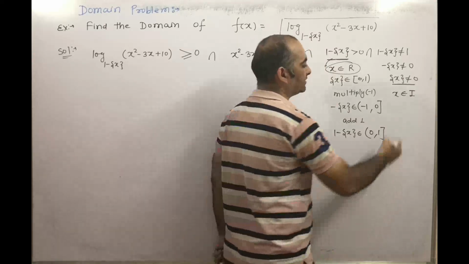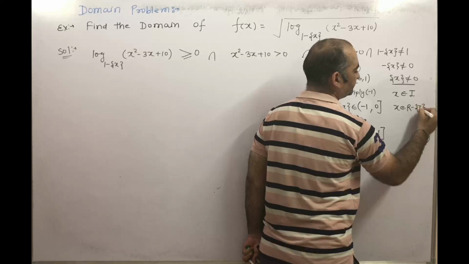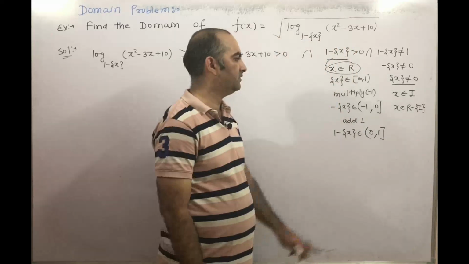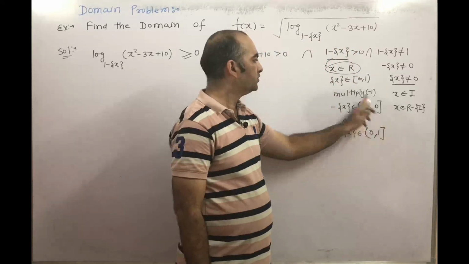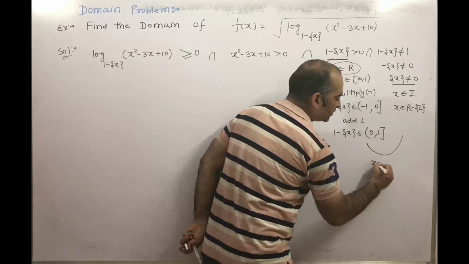So from here what will come? x belongs to R minus integers. R minus integers, this will come. Okay. So in these two, if you take the intersection, what will come? x belongs to what will come?